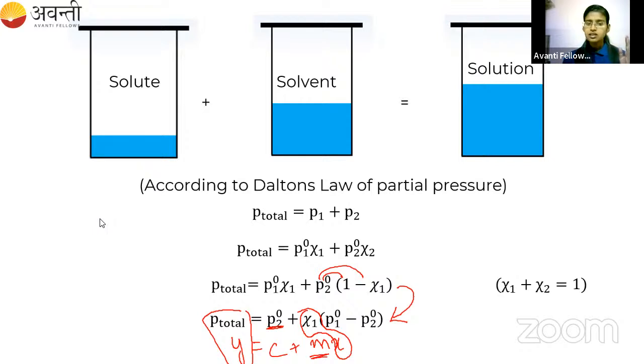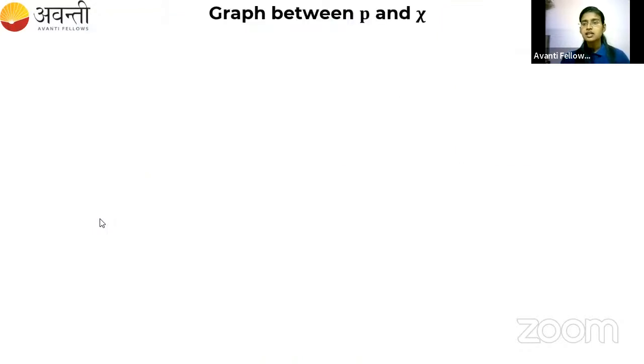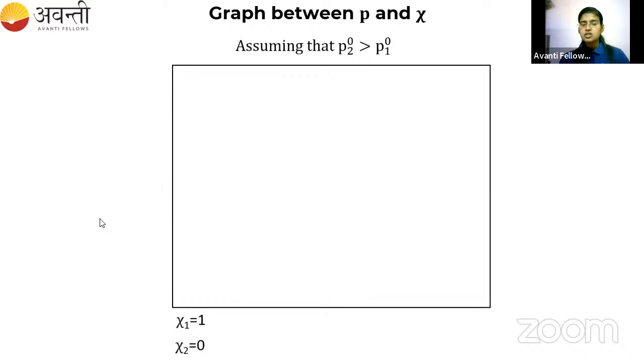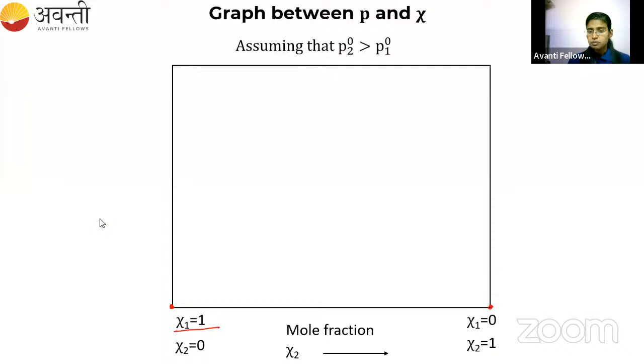Now, taking X1, the mole fraction, as the x-axis and the total pressure as the y-axis, we can draw a graph. In that graph, we can assume P2 naught is greater than P1 naught. Initially at this point, I have the mole fraction of the first component as 1 and the mole fraction of the second component as 0, which means at this point I have only component 1. At the second point, I have x1 as 0 and x2 as 1, which means throughout this region I have only the second component and none of the first.